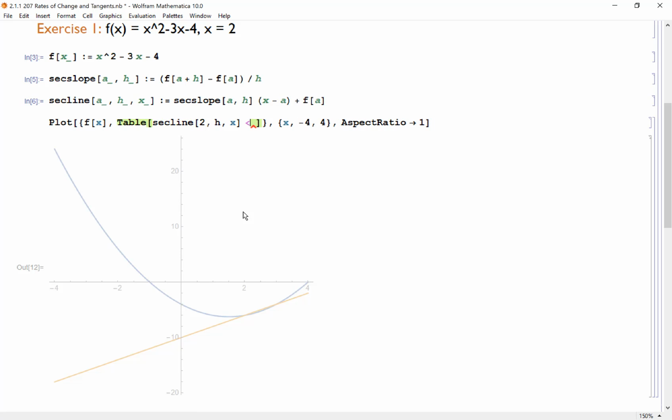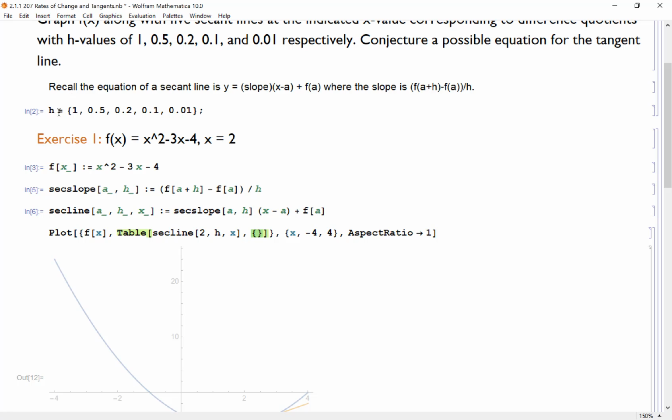And what I want to be able to do is somehow let my index go through the h list. What I mean is when h is 1, then h is 0.5, 0.2, etc. And the way I can do that in Mathematica is if I do double brace around h and put in a number, let's say i, if I put in 1, for example, that's going to be the first item in the h list.